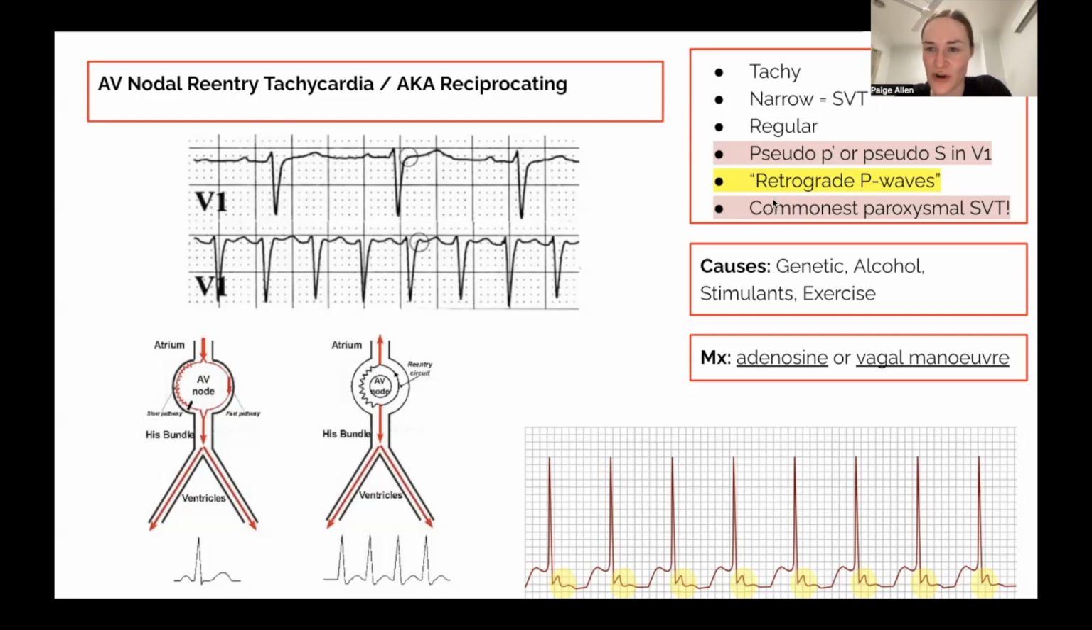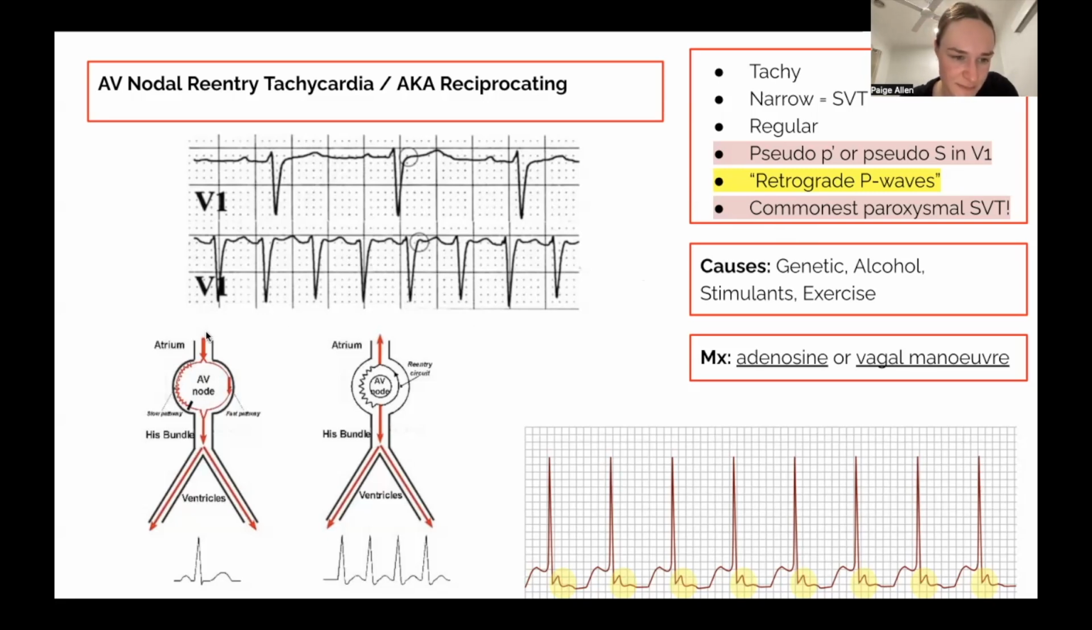But you can get a retrograde P wave. So that's like these little ones here. We get the P wave after the QRS. See how it looks like they're kind of coming afterwards. But this is quite common. It's usually from a genetic cause or alcohol or stimulants or exercise. So again, all those things that increase your SNS.